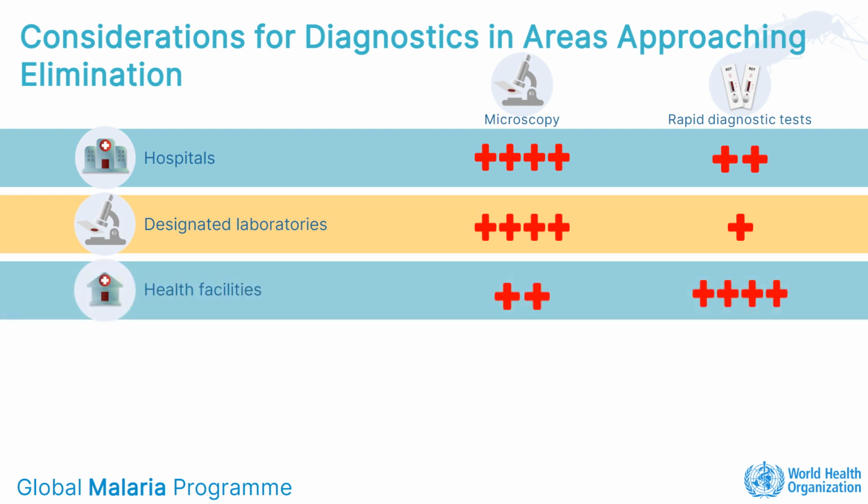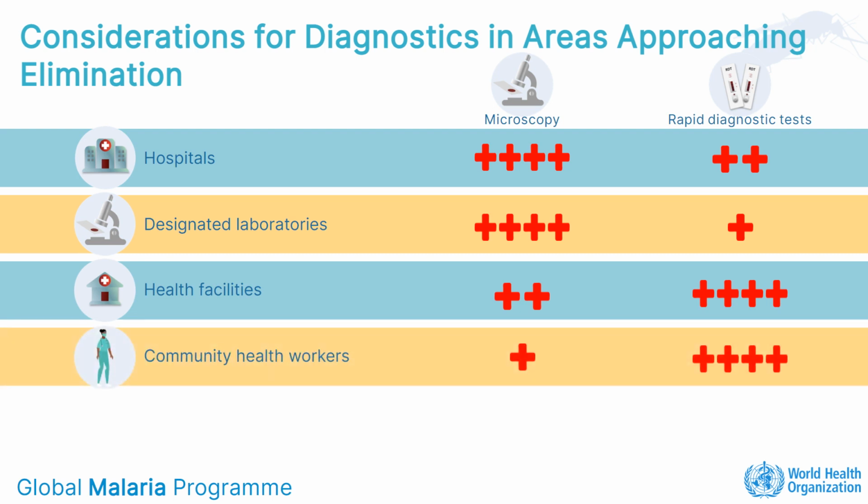At peripheral health facilities, particularly those without laboratories, RDTs may be better as the main method of diagnosis. RDTs are the main form of diagnosis of malaria by community health workers, although in a few countries microscopists have been trained and deployed in remote areas. Because RDTs require less training and no equipment, they are an ideal diagnostic method for community health workers.